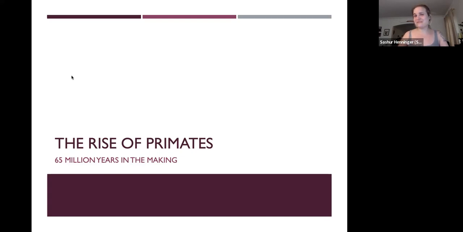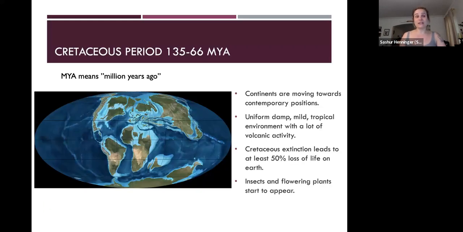We're going to swiftly move through tens of millions of years at a time, the rise of primates. So 65 million years it took us to get here. And it all started with a catastrophic event in the Cretaceous period. The Cretaceous period runs 135 to about 66 million years ago.